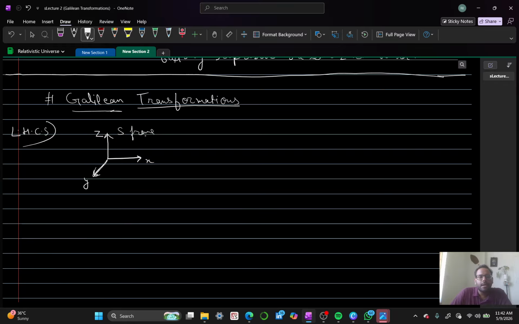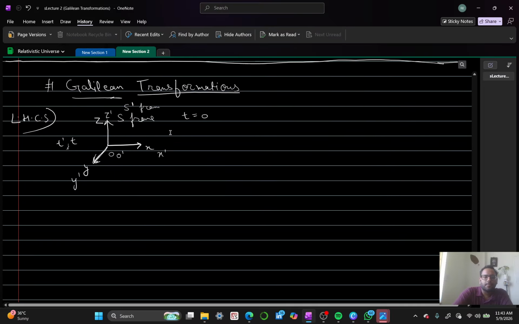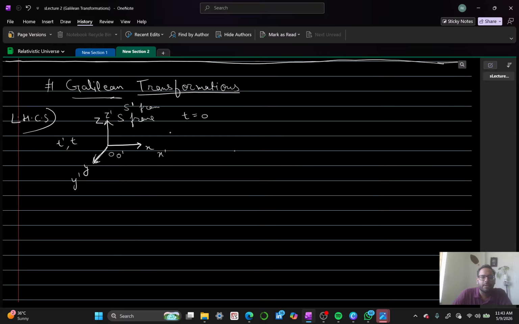And suppose I have another frame, S prime frame. Both the frames are initially at time zero coincident. These are x prime, y prime, and this is t prime and t. I have to consider the time coordinates also to study my physics, because that's how we define our events.